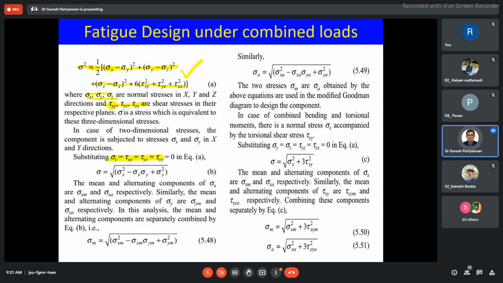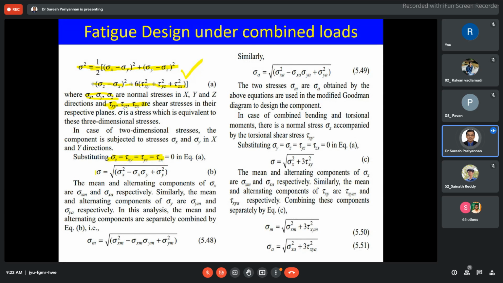In the first case, they are eliminating, avoiding this shear stress component. In the later case, we are going to consider both shear stresses. You may ask, sir, you are saying that tau xy is also only a biaxial stress component, then why are you considering tau xy to be 0?